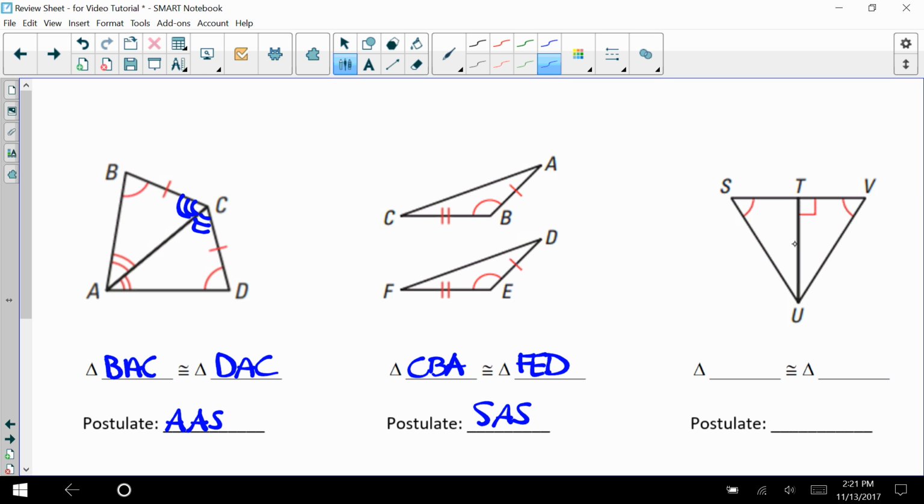The next one, we have a right triangle, and then we have this hypotenuse, or sorry, this leg that's congruent. And we don't know any other information besides these angles. So we have an angle, another angle, and then we have a side. So through angle, angle, side, we can prove that these are congruent. We don't know any other information about the sides, but through angle, angle, side, we can show that triangle STU is congruent to triangle VTU.